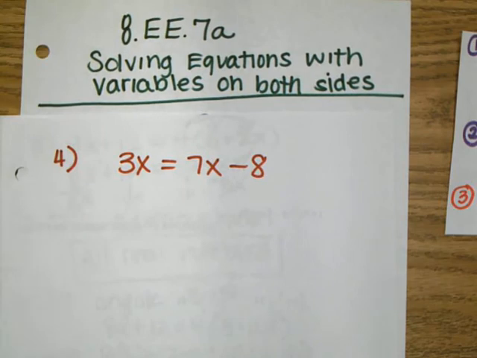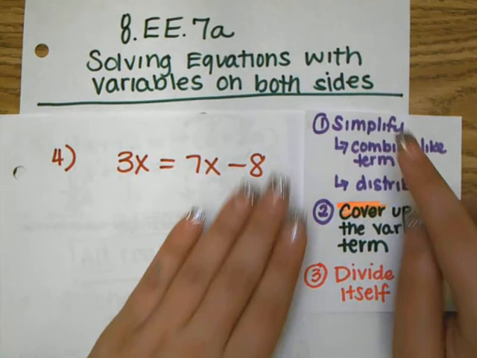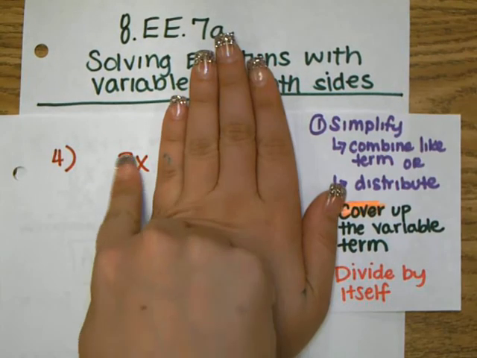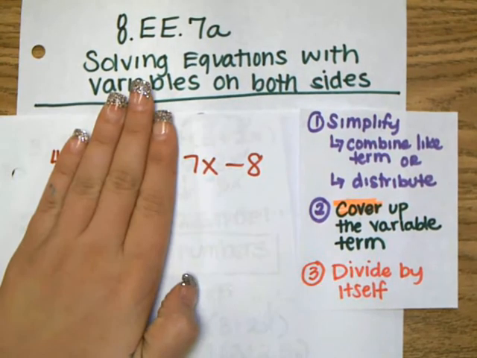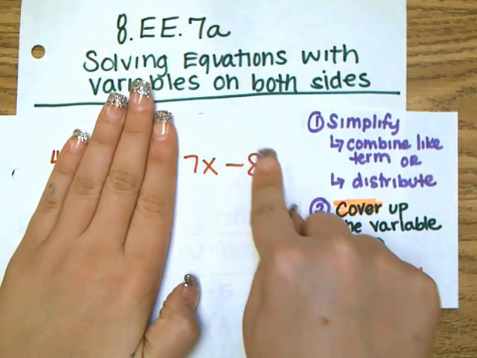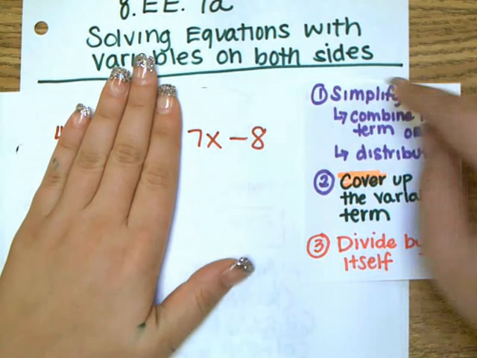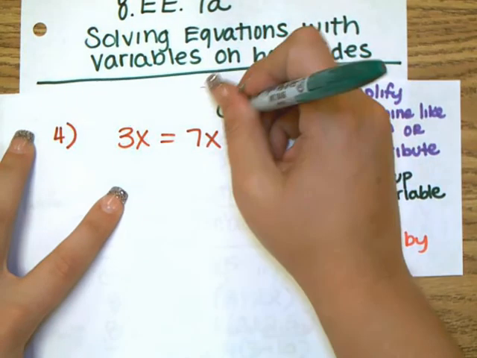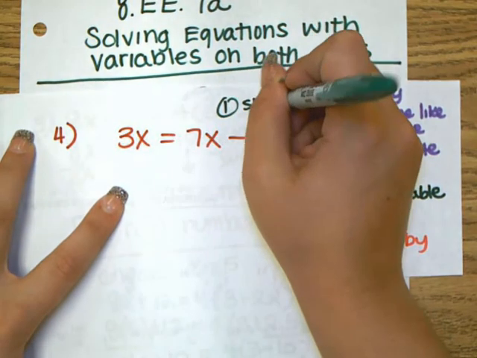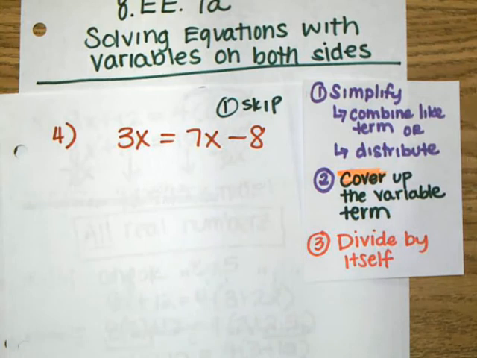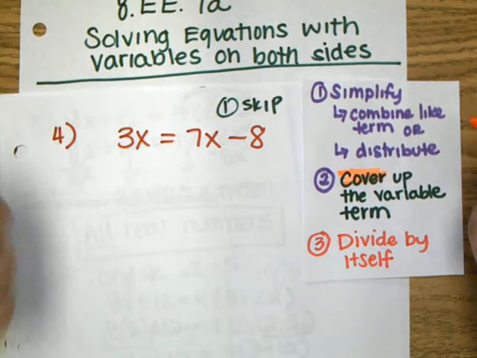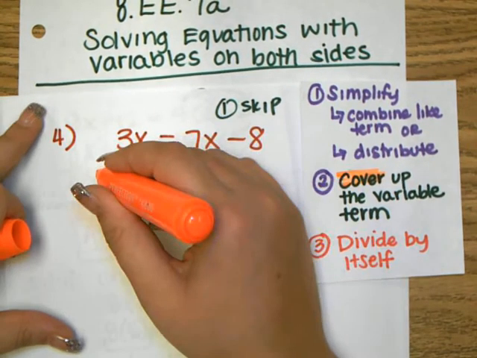Okay, let's try one more example. Example 4. So step 1 is to simplify. So I look to the left, I can't simplify, it's all by itself. I look to the right, you can't put an x with a term that doesn't have an x. So I'm going to skip step 1.